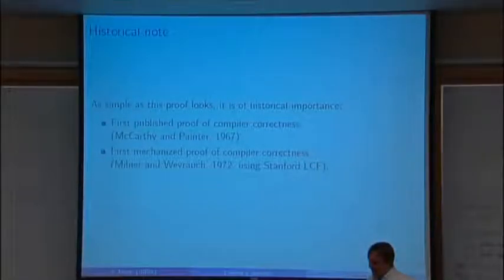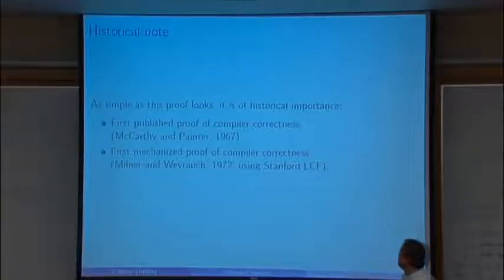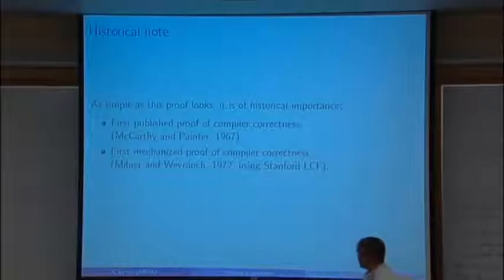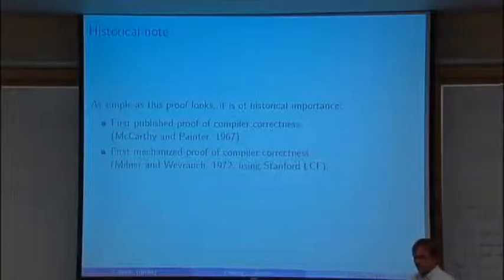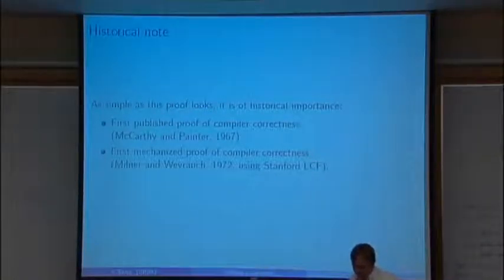I'm spending some time on it because historically it's really important, because that's the first published proof of compiler correctness. That's a paper by McCarthy and Painter, 1967. McCarthy being the famous John McCarthy, who invented Lisp, among other things.